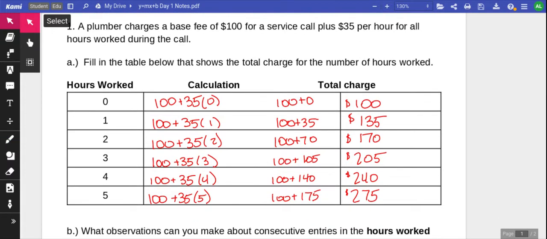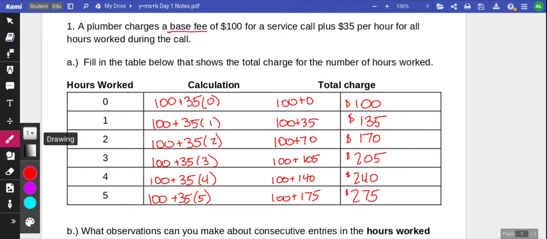We've got quite a bit here in this first problem. It says a plumber charges a base fee of $100 for a service call plus $35 per hour for all hours worked during the call. All right, and then it wants us to come up with this calculation. I didn't want you to watch me have to write all this down, so I wrote it down. You might have to pause it and get all this information down as well.